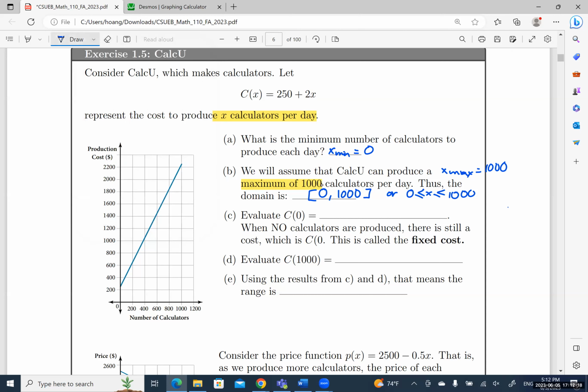Okay. Then I will try to find the minimum value of the cost. It is the case when you don't produce anything. So C of 0 is 250 plus 2 times 0. That gives you 250.